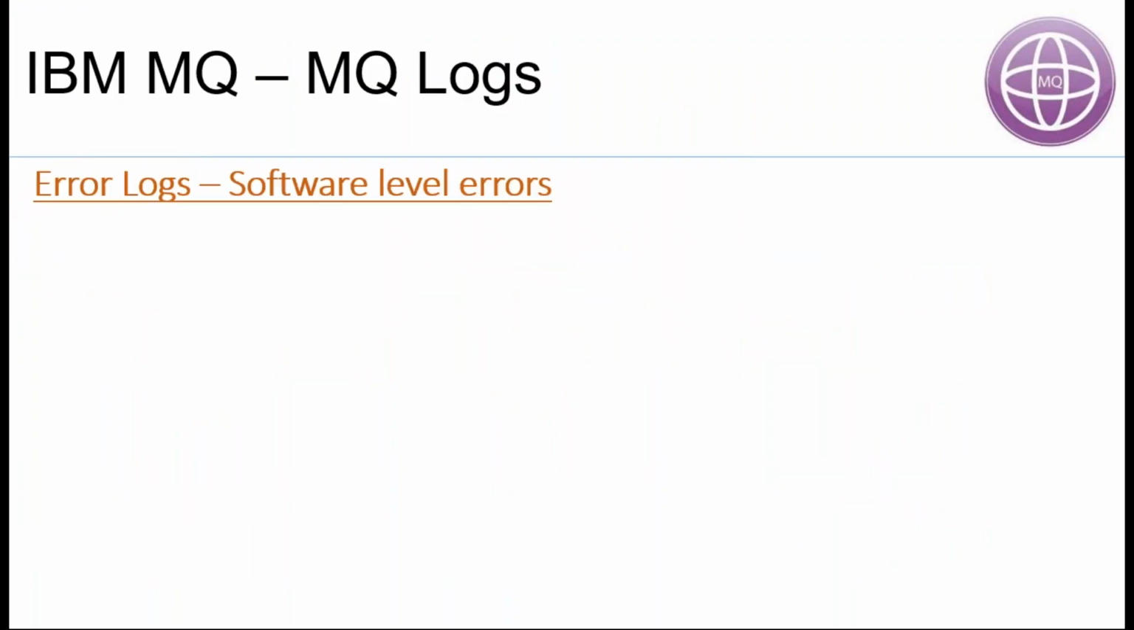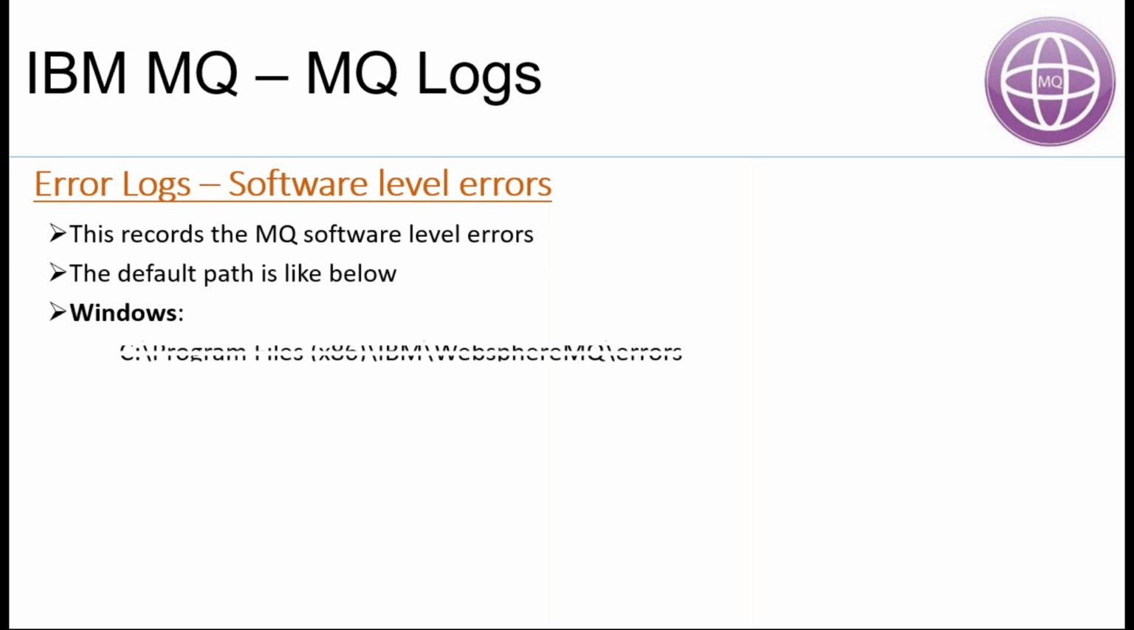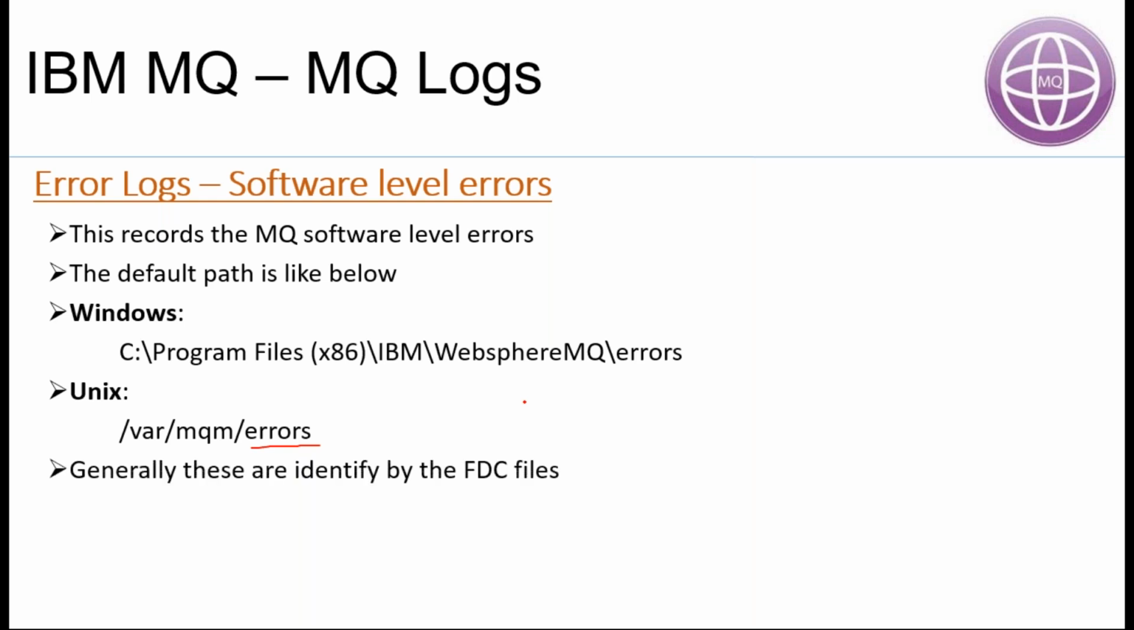All right. Now let's come to the software level errors. This regards the MQ software level errors. It means if any errors happen at the software level itself, then they are going to be recorded in the software level errors. The default path in Unix is /var/mqm/errors. So in /var/mqm, there is a top level errors directory. This errors directory will hold the MQ software level errors on that particular server. Generally these are identified by FDC files, failure data capture files. So these failure data capture files will capture the data related to software level errors. FDC stands for failure data capture.